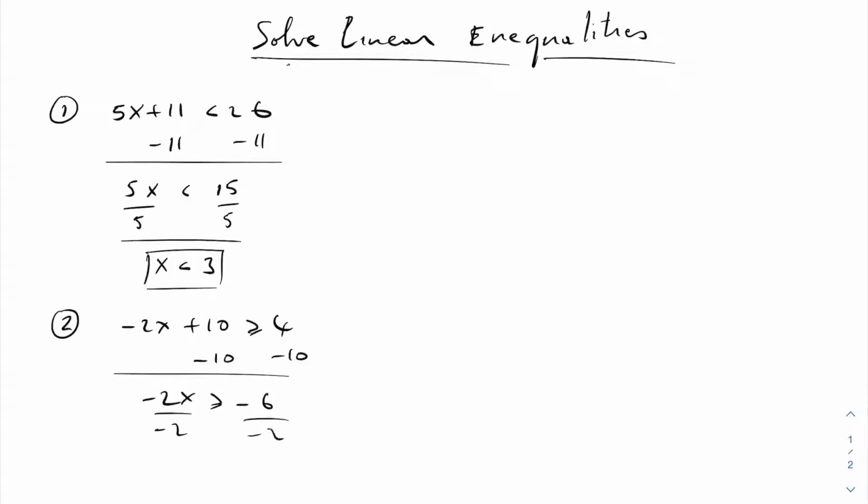And remember, whenever you divide or multiply by a negative number, you get to switch the sign of the inequality. So in this case, we're going to have x less than or equal to 3. Not bigger than or equal, less than or equal. So you switch the sign of the inequality here, and you're done. All right, let's go for example number 3.